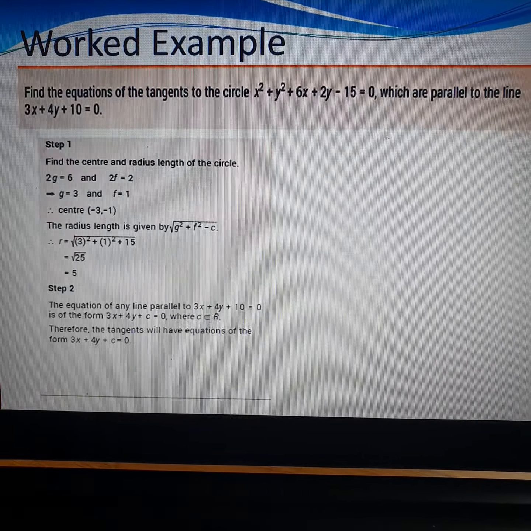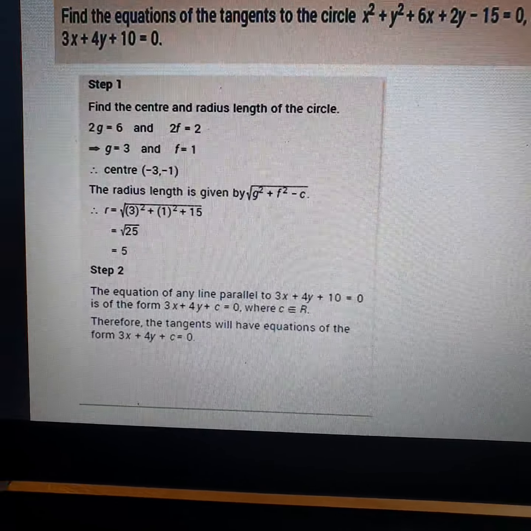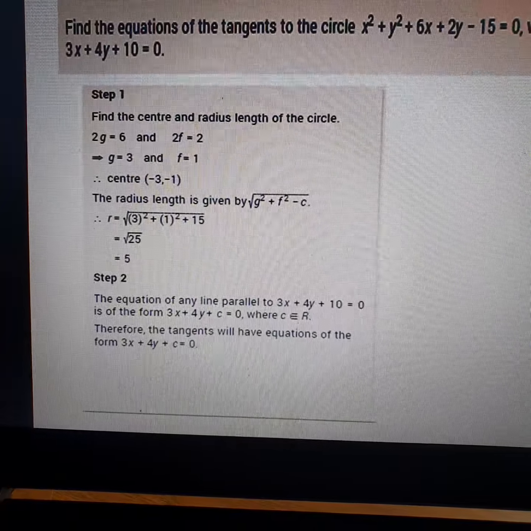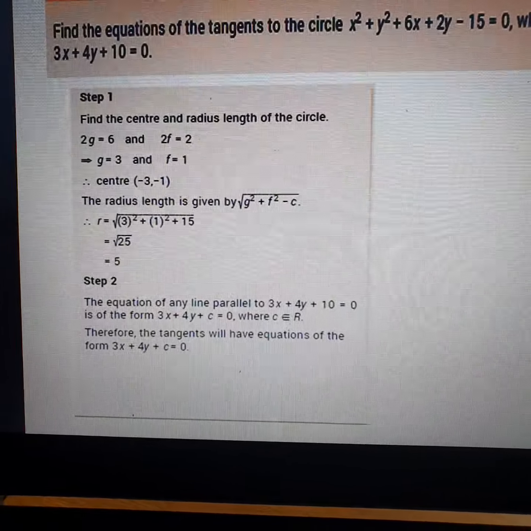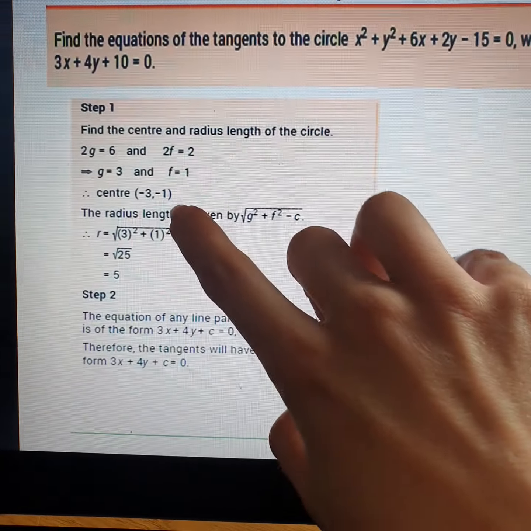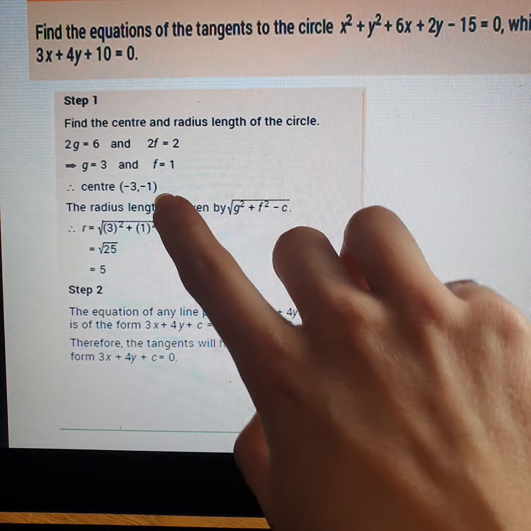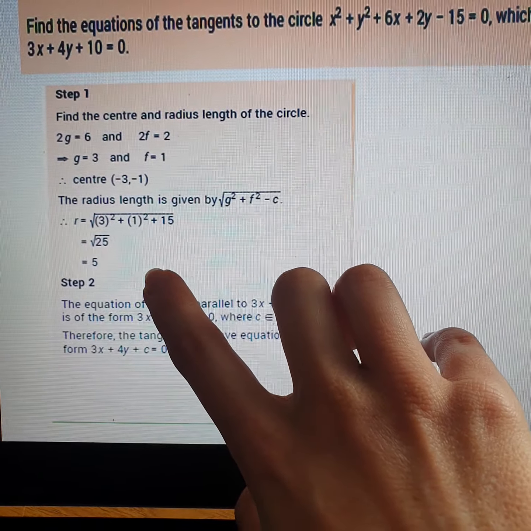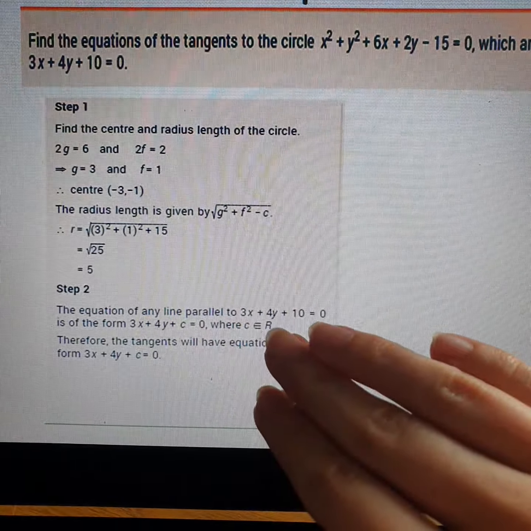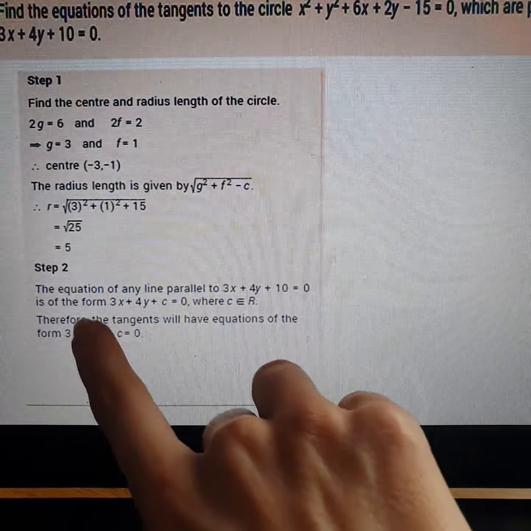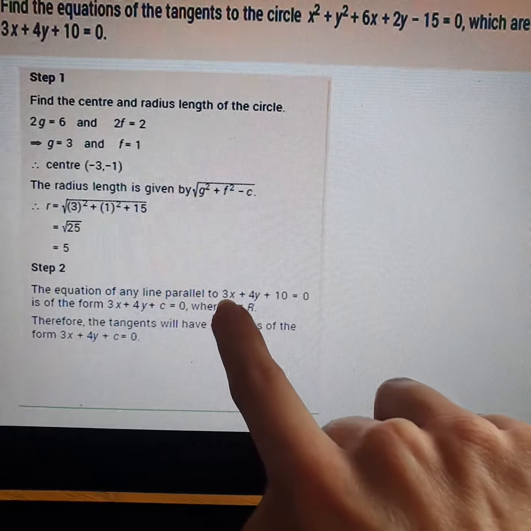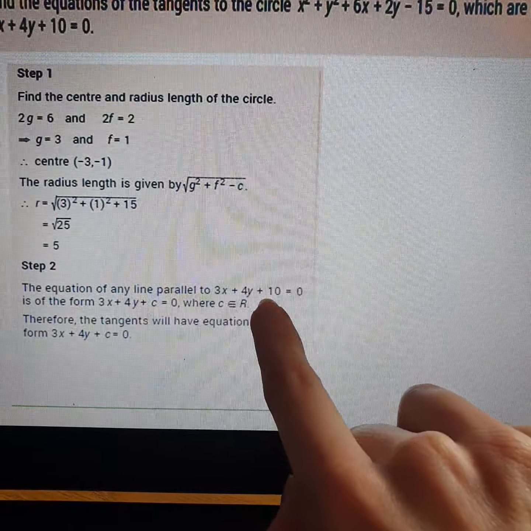At this stage, the first thing we would do is find our radius and our centre, using what we normally do. The centre for this particular circle comes out to be -3, -1. The radius comes out to be 5. You could do a little sketch of your circle if you wanted to.